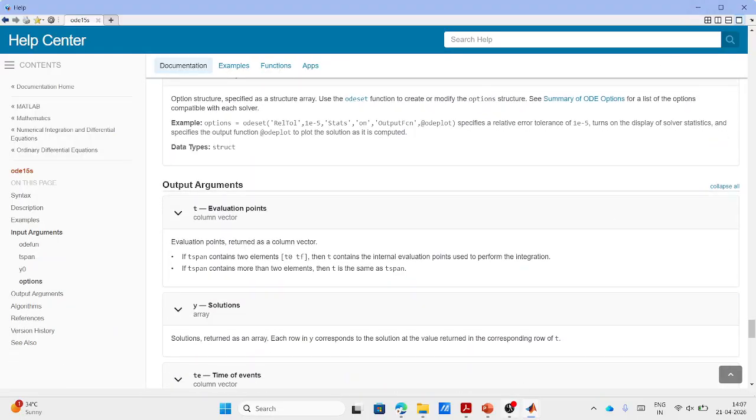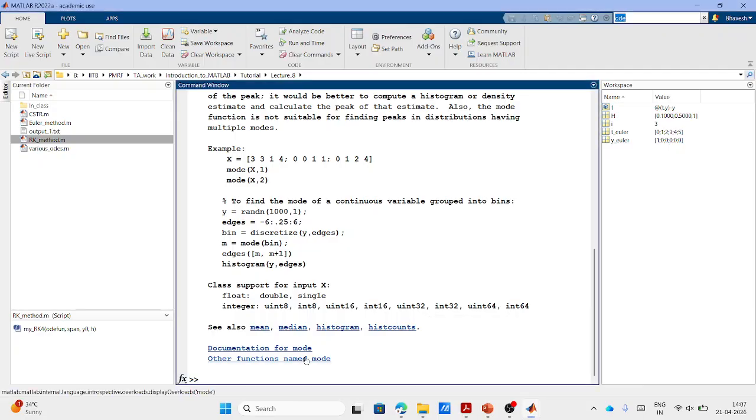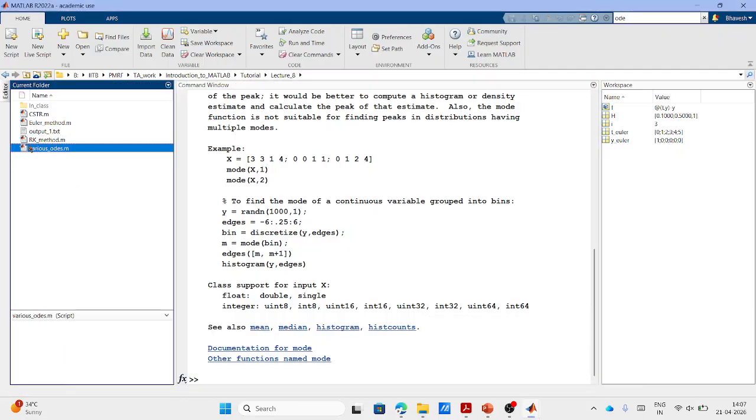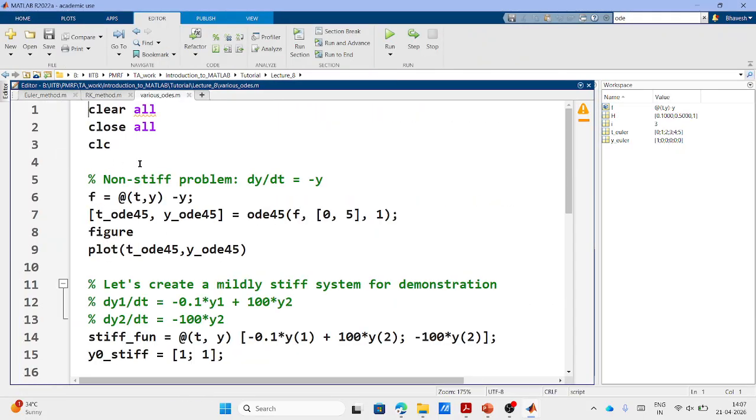Okay, let's look at some examples that I have compiled. These are the various ordinary differential equations.